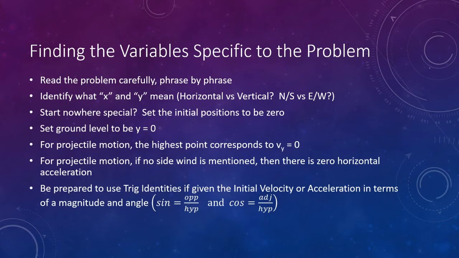A lot of times you'll see the initial velocity or perhaps the acceleration given in terms of a magnitude and angle. In those circumstances, you want to apply your trig identities to get those initial velocities and accelerations in terms of their x and y components. And you can always rely on the base definition of those trig identities, where the sine is always equal to the opposite side over the hypotenuse, and the cosine is always equal to the adjacent side over the hypotenuse.